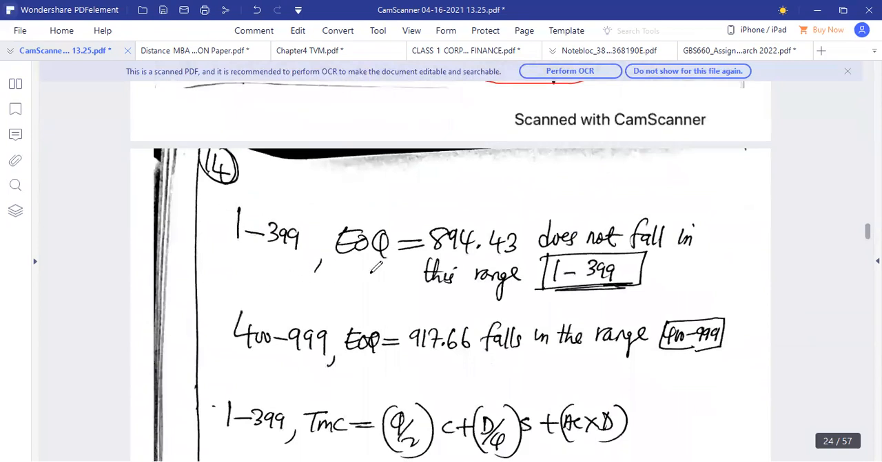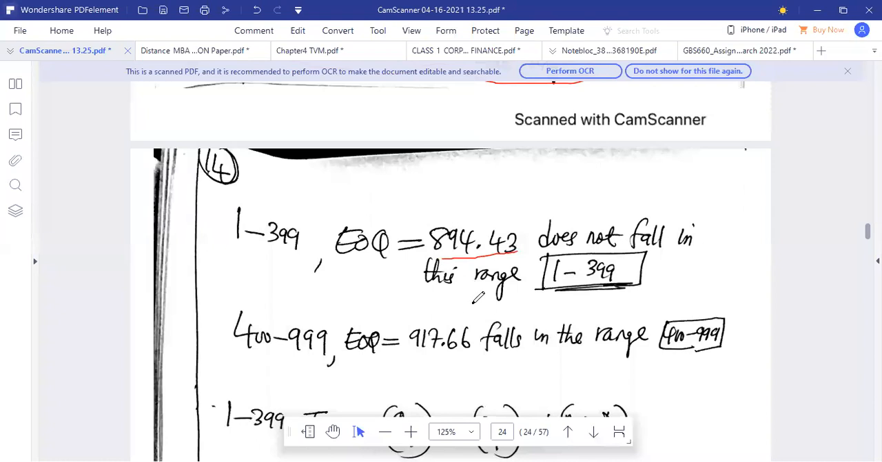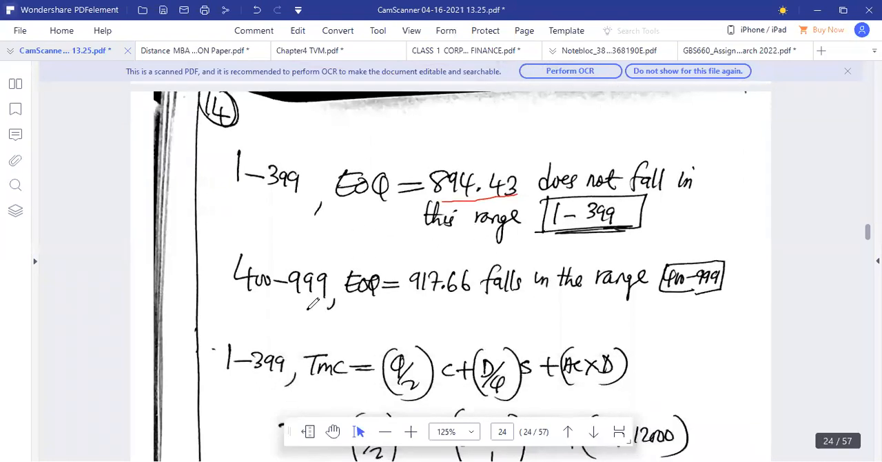Now we get to this one. The EOQ for this one does not fall in the range. And then this one falls in the range.